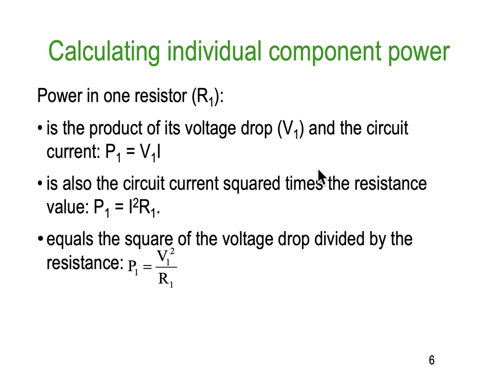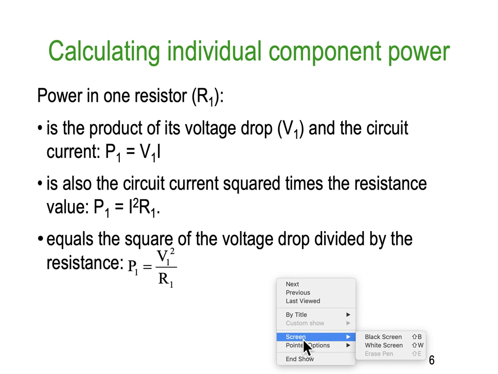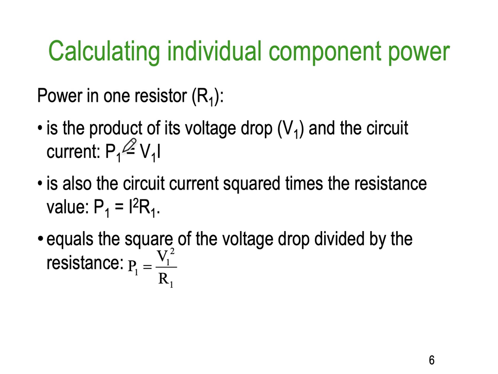And it's also the current squared times the resistance. So power 1 can also be I squared multiplied by resistor 1 will give us the power. And then finally, we can also use the voltage across the resistor and the resistance value itself. So V1 squared divided by the value of resistor 1 will give you the power for component 1. So in those three formulas, which were of course the same, we were talking about the power across individual components. Obviously, if we're talking about component 2 or 3, then the numbers change accordingly for the component for which you're calculating the power that's being dissipated.